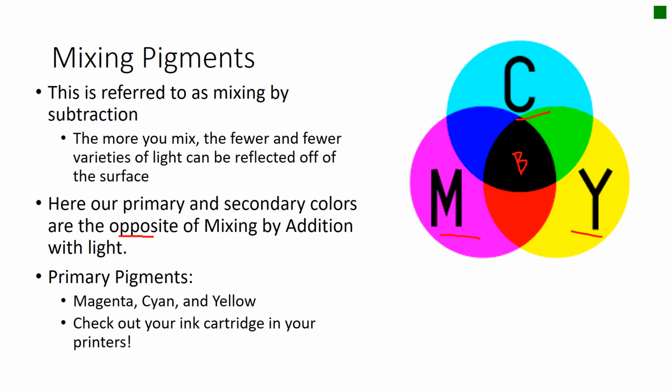Mixing together cyan and magenta will give you blue. Mixing together cyan and yellow will give you green. Mixing together magenta and yellow will give you a red color. And so using those combinations of colors in different proportions, you're able to get every color that you're going to need.